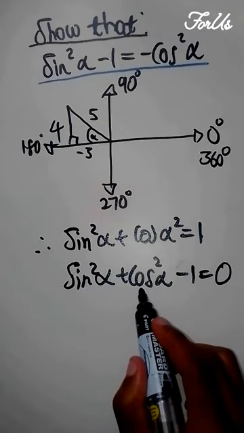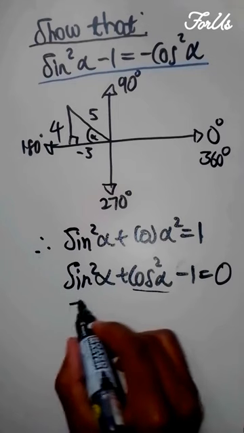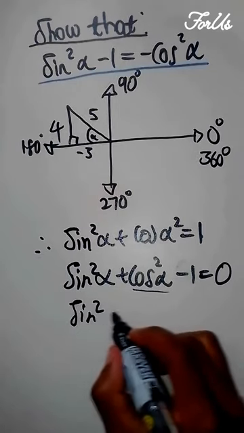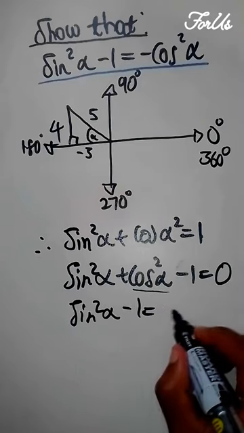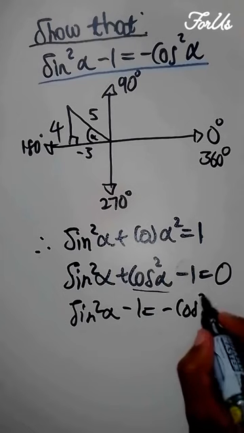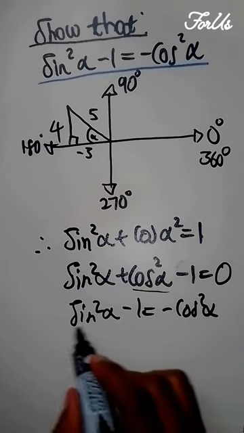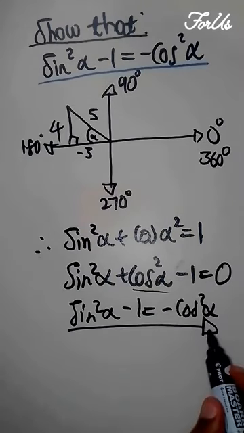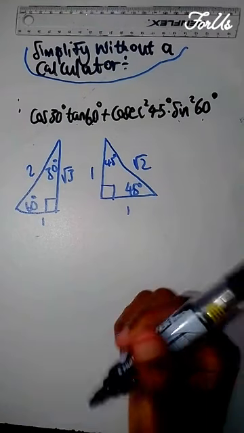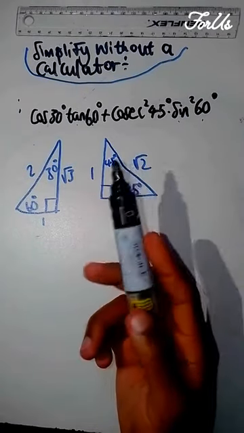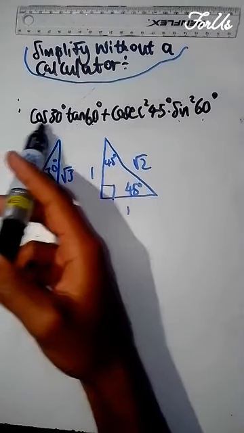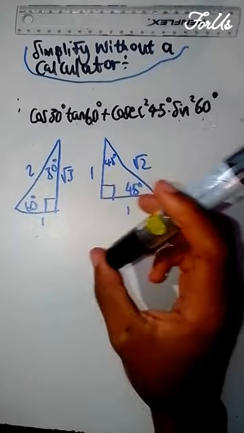Next, you can take this cos squared theta to the other side, and it's going to be sine squared theta minus 1 is equal to negative cos squared theta. There you have proved it. That's the answer here. The final part of this question wants you to simplify this expression without a calculator.